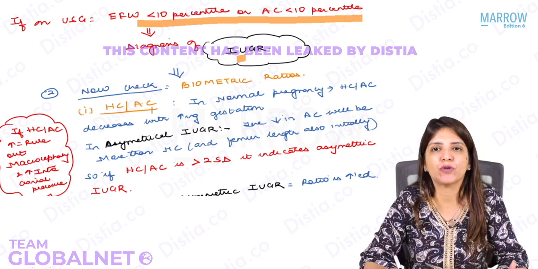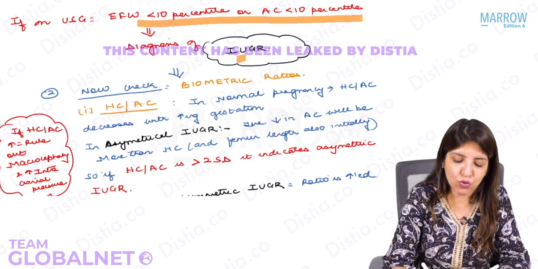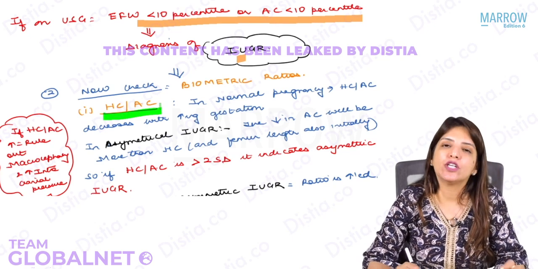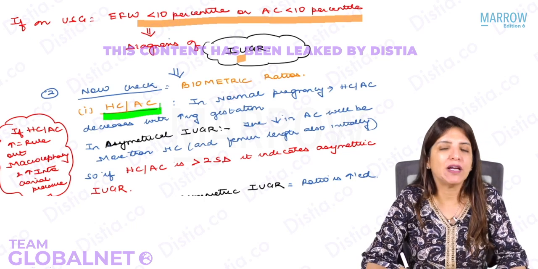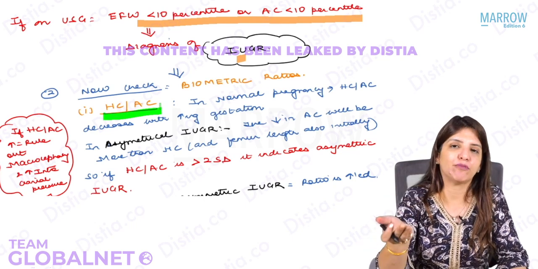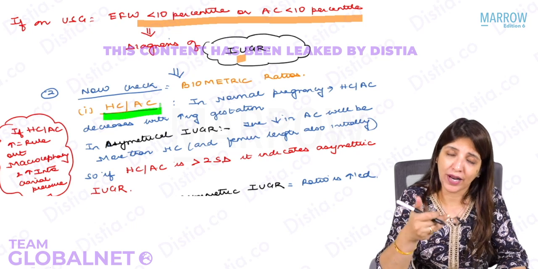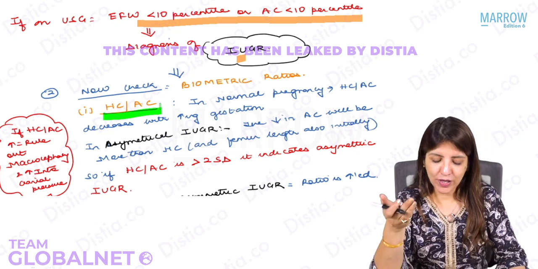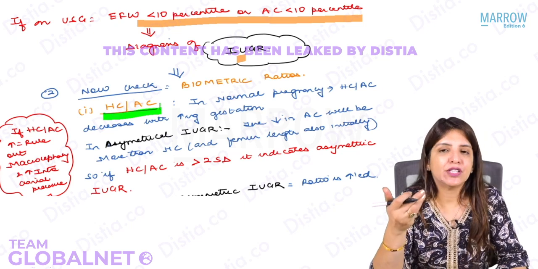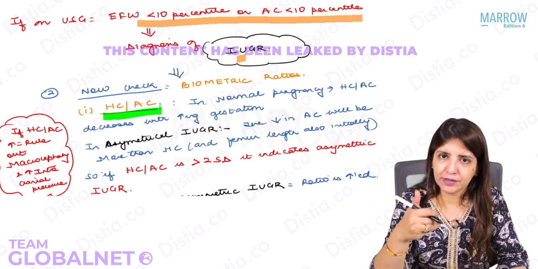The first ratio which you have to see is head circumference to abdominal circumference. See, normally what happens in pregnancy? Normally in pregnancy, the increase in abdominal circumference will be more than the increase in head circumference. Right? So as pregnancy advances, what is going to happen? This ratio is going to decrease.